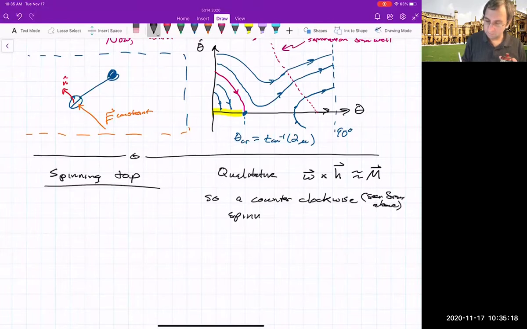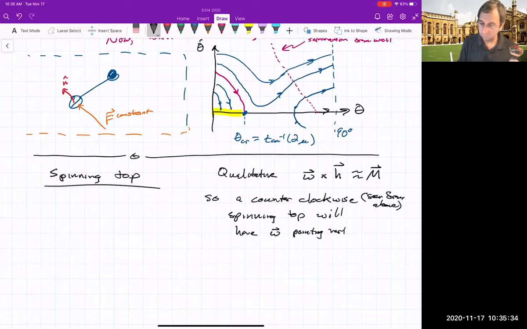spinning top will, and then we call this the motion that it'll do, it'll precess. We'll have omega pointing vertical. So counterclockwise precession.